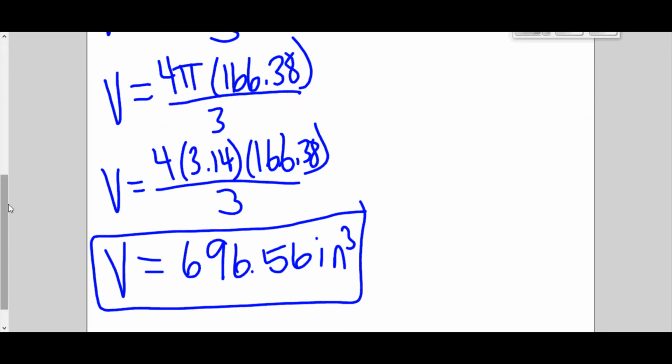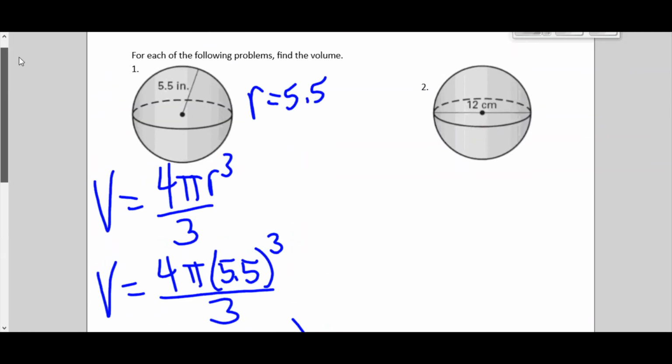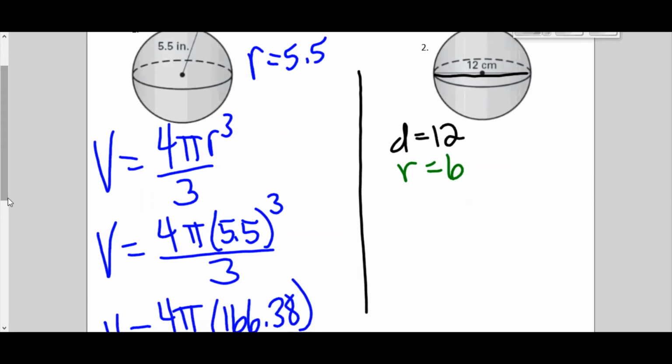All right, and then I'm going to scroll back up because there was a second example. So in example 2, this time the length goes all the way across the sphere. So this would be like a diameter. So if the diameter is 12, remember that means that the radius is 6. So I'm going to plug in 6 for the radius into my volume of a sphere formula.